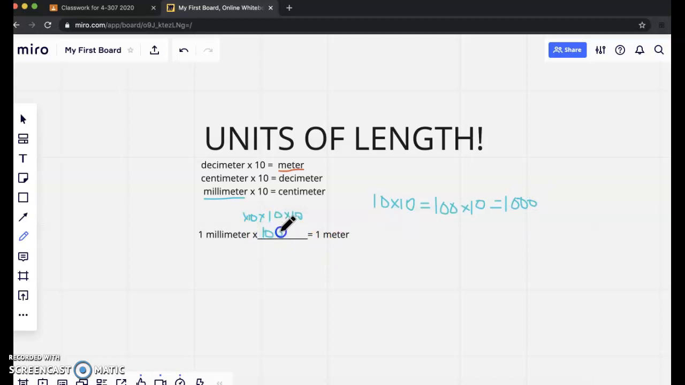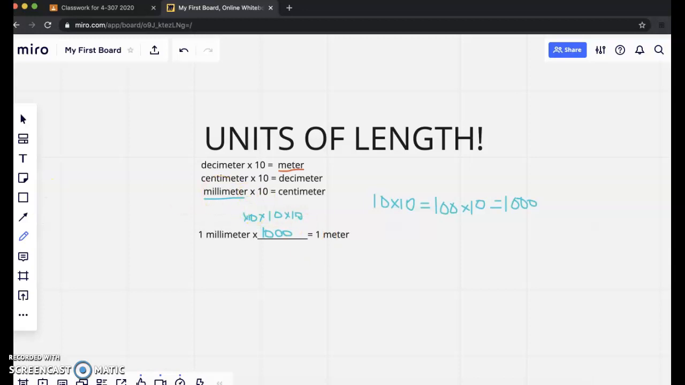How do you get from millimeter to meter? You do 10 times 10 times 10. All right? You just multiply 1 millimeter times 1,000 because that's how small it is to get to a meter. All right? Now, this can be done for anything.